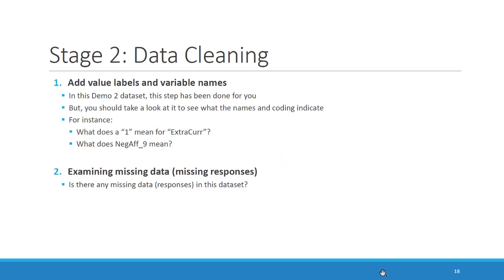Okay, let's go through these one by one. First, we add value labels and variable names. So in this Demo 2 dataset, this step has been done for you, but you should take a look at it to see what the names and the coding indicate. So for instance, what does 1 mean for the variable extracurricular?